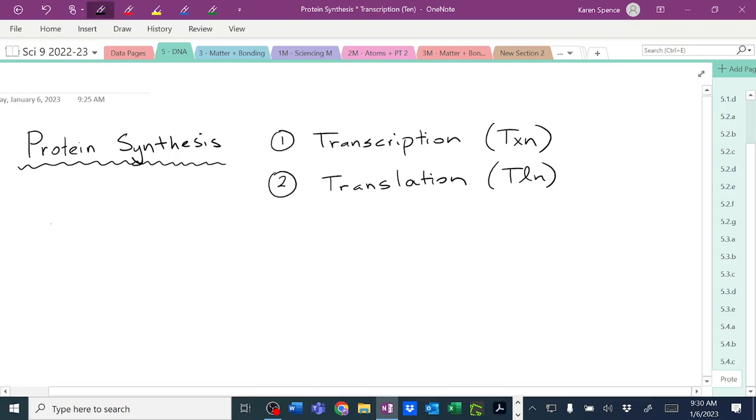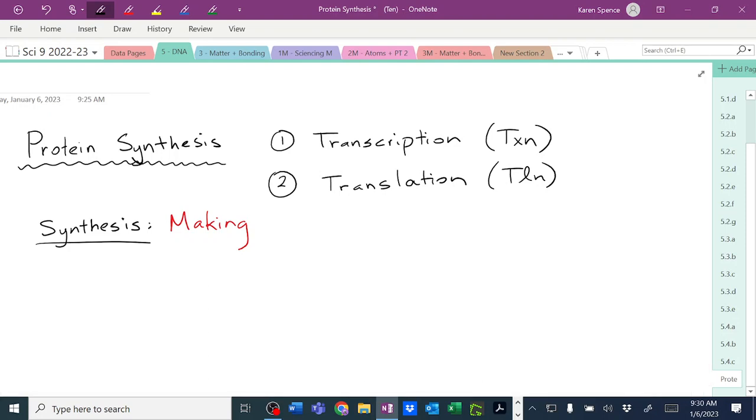Do you guys know what the word synthesis means? Synthesis means making. And the whole process would look like this. We start with the DNA.